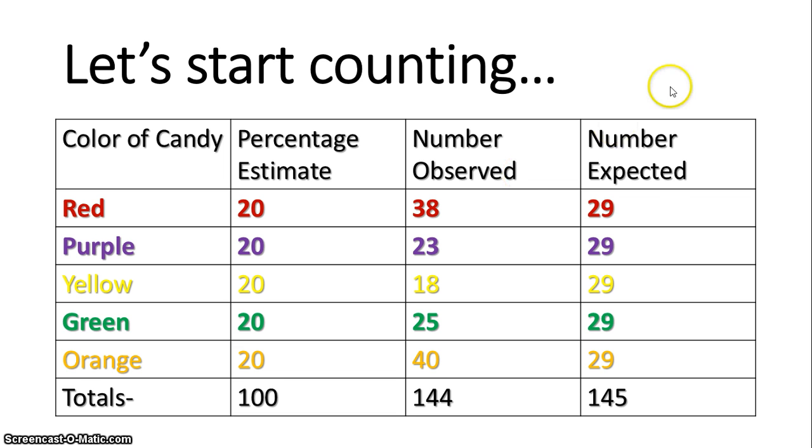The number expected that's over here is, if I said 20% of my Skittles were going to be red, I just did 20% of 144, and that's where I got 29. So if all of them were equally distributed within the bag, I should have 29 of each color. That would be my number expected. And when I came down to the bottom, I had 145. That's just because I had a decimal point and I can't have like 0.8 of a Skittle. So I had to have a full Skittle, so I made it 145.